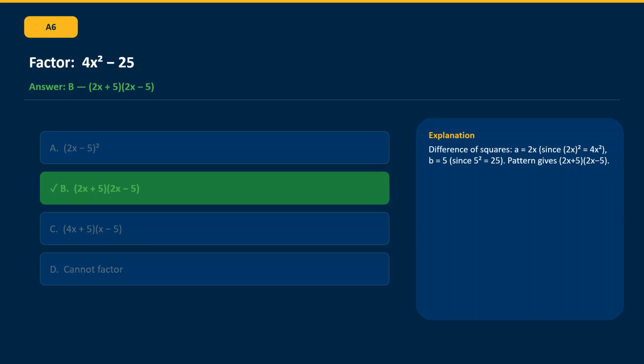Recognize that 4x squared equals 2x quantity squared, and 25 equals 5 squared. Apply the pattern with a equals 2x and b equals 5. The key insight is recognizing 2x as a single unit that is being squared.